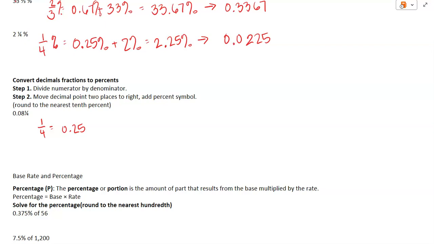Okay, and now I need to add that to the 0.08. So remember it was 0.08, and adding that gives me 0.0825. So we just put this after the 0.08, and now I can convert this into a percent. And this becomes 8.25%.